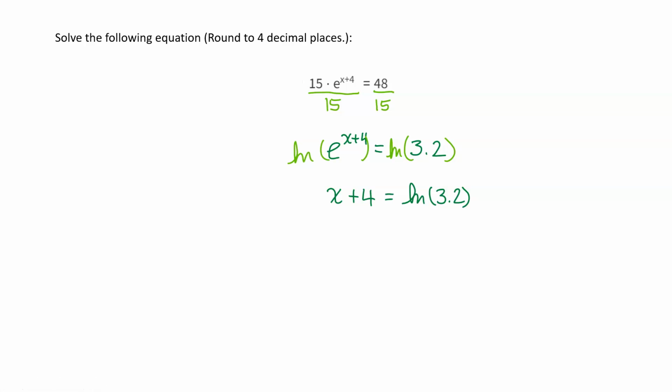So if I want to isolate this x here, I'm going to subtract 4 from both sides, and I'll get the natural log of 3.2 minus 4. So this would be an exact value. And when you take the final exam, this is the kind of value you're going to report for solutions, because you won't have your calculator to figure out what the natural log of 3.2 is. But because right now you do, you can now evaluate this on your calculator, and you would get approximately negative 2.8368.